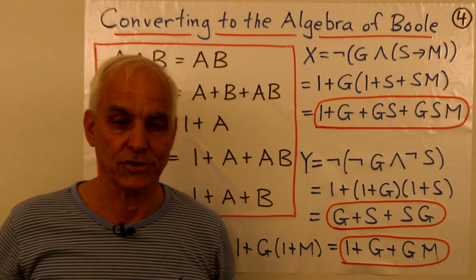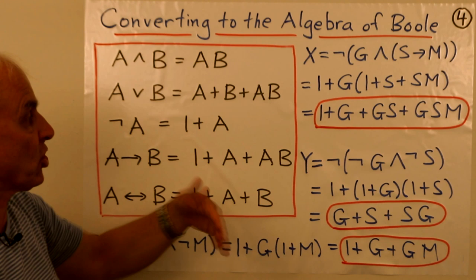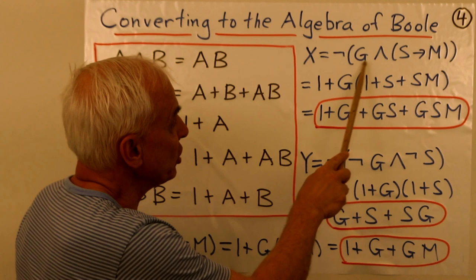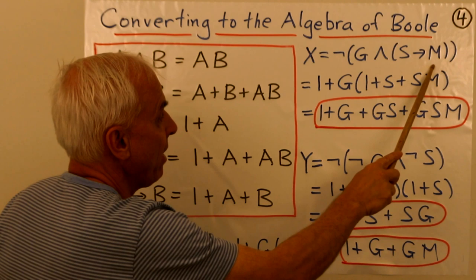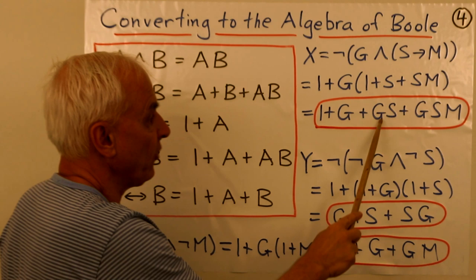Okay, so now we're going to take the three premises and convert them into statements involving the algebra of Boole. So here's X, which is not G, and S implies M. Not something is adding one, so it's one plus this thing. This is an and, so it's a product. So it's the product of G with S implies M, which is one plus S plus SM. And then we expand this out to get one plus G plus GS plus GSM.